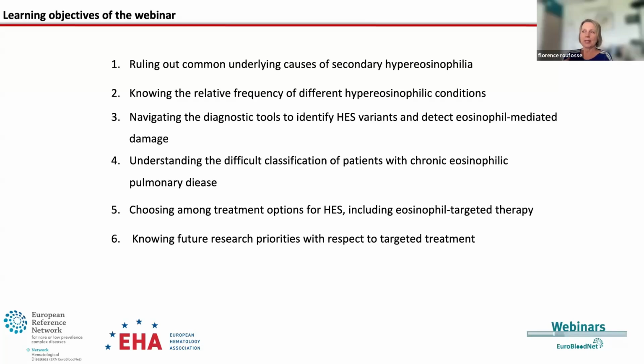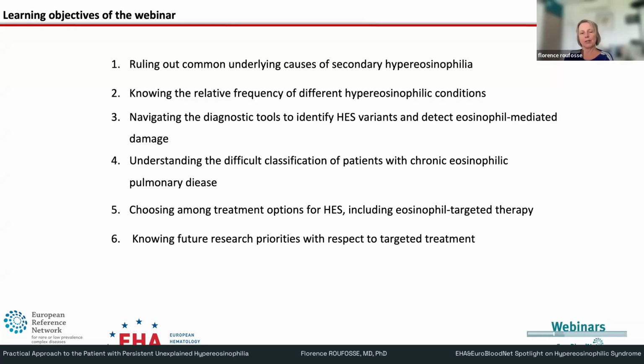Then we'll try to understand one very specific condition, which is when you have pulmonary infiltrates and hypereosinophilia. There's a considerable overlap amongst these different disorders, and unfortunately that is also often associated with an important diagnostic delay, just because it's so confusing to put people into a category. And this diagnostic delay obviously hinders appropriate and timely treatment of disease. Choosing the best treatment option depending on patients, we'll discuss a bit the eosinophil-targeted therapies, and specifically the one that is currently approved for hypereosinophilic syndrome.